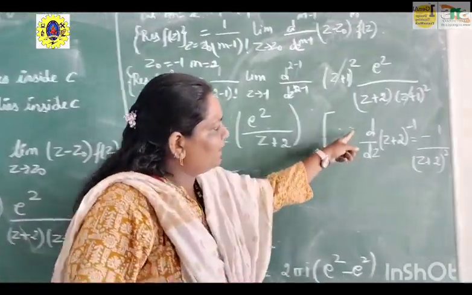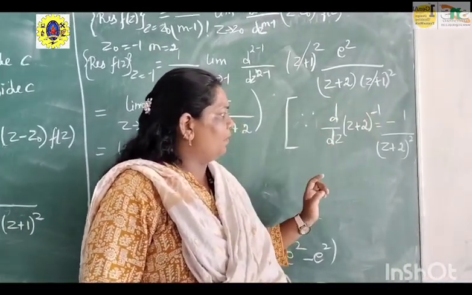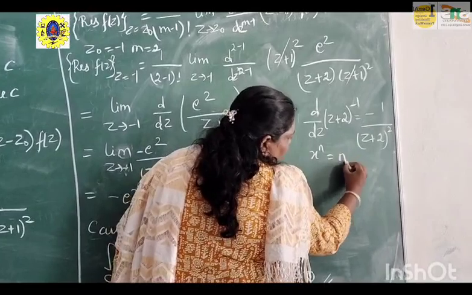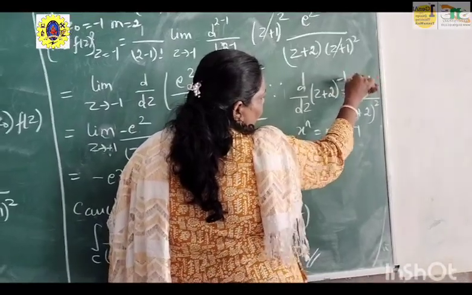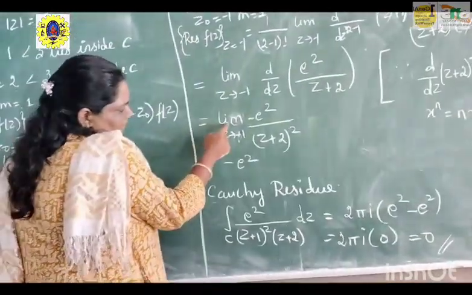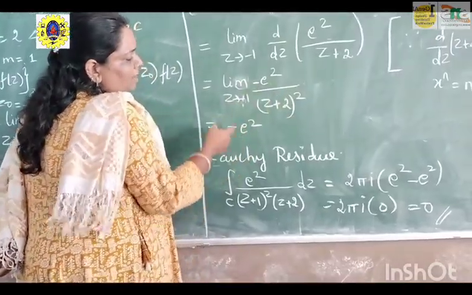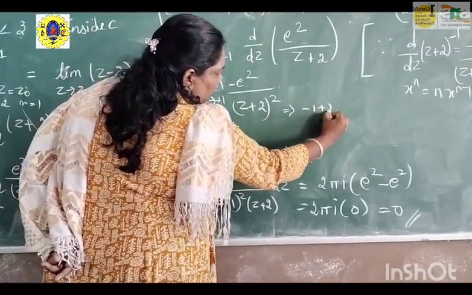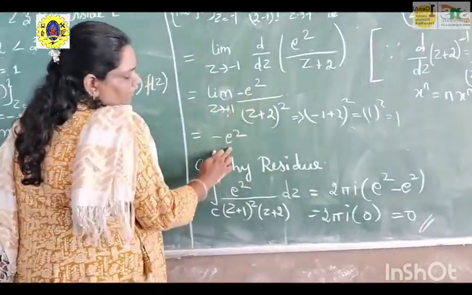We know that d/dz of (z+2)^(-1), by the formula d/dx of x^n equals n x^(n-1), is minus 1 times (z+2)^(-1-1), which gives minus 1 divided by (z+2)^2. So we have the limit as z tends to minus 1 of minus e^(2z) divided by (z+2)^2. Applying the limit, minus 1 plus 2 squared is 1 squared, which equals 1. So the residue is minus e^2.